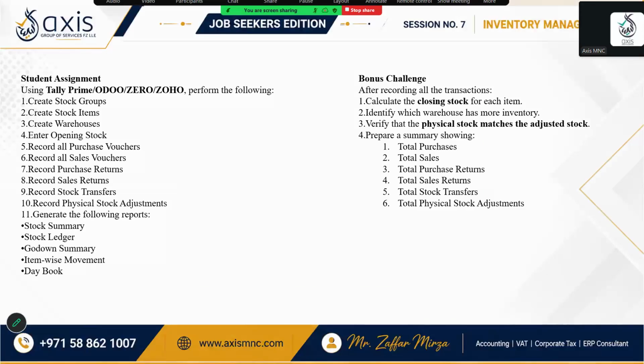Okay, so what is your requirement now? Your requirement is, using Tally, Odoo, Zoho, or something, perform the following. Create the stock group. Create the stock item, create the warehouse, enter the opening stock, record all purchases, record all sales, record all purchase return, sales return, record all transfers, record physical stock adjustment, generate the following reports: stock summary, stock ledger, godown summary, item-wise movement analysis.